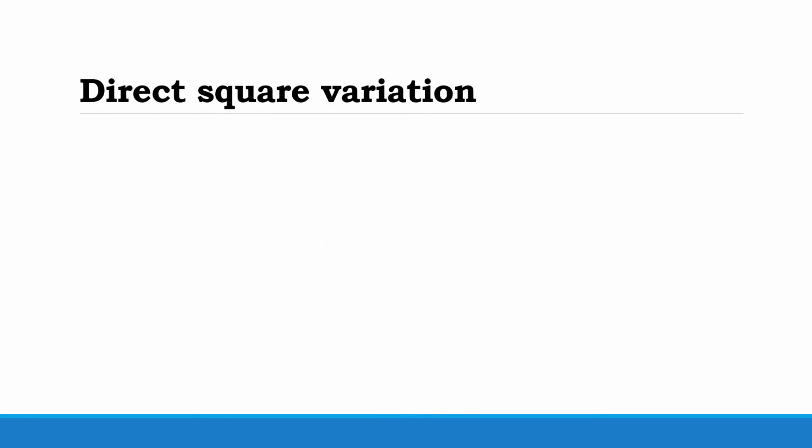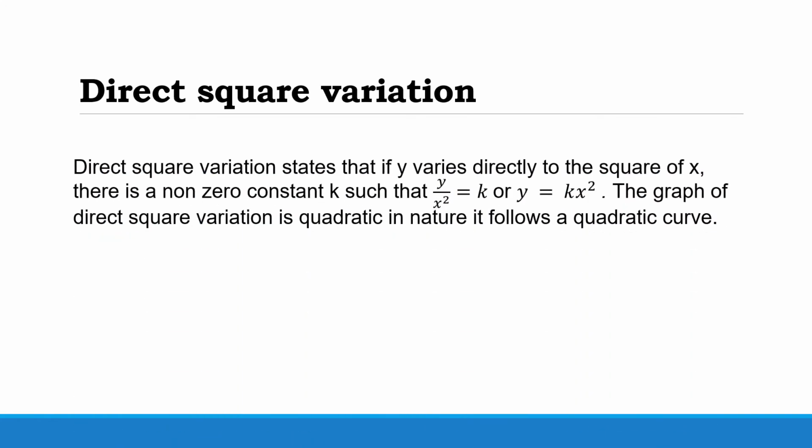So, next we have the direct square variation. The direct square variation states that y varies directly as the square of x, where k is a non-zero constant. So here is our formula again: y over x squared equals k, or y equals kx squared.